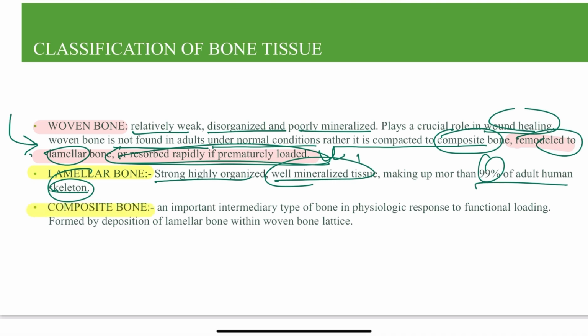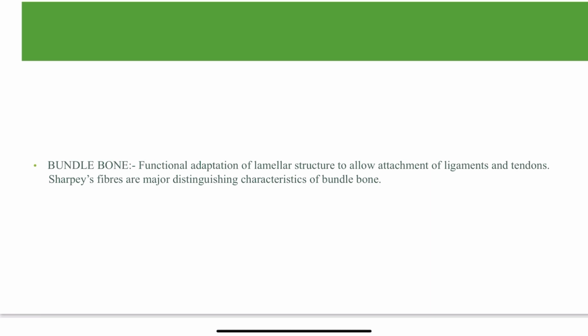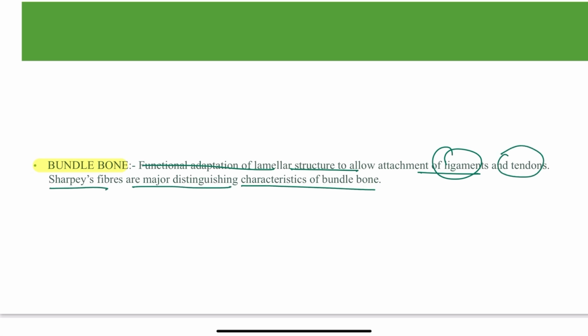Composite bone is basically an intermediate bone that gets remodeled to lamellar bone. Bundle bone. These are specialized bones that provide attachment to certain ligaments. In the case of tooth, it is the periodontal ligament. So this is functional adaptation of lamellar structure to allow attachment of ligaments and tendons. Sharpey's fibers are the major distinguishing characteristic of bundle bone.